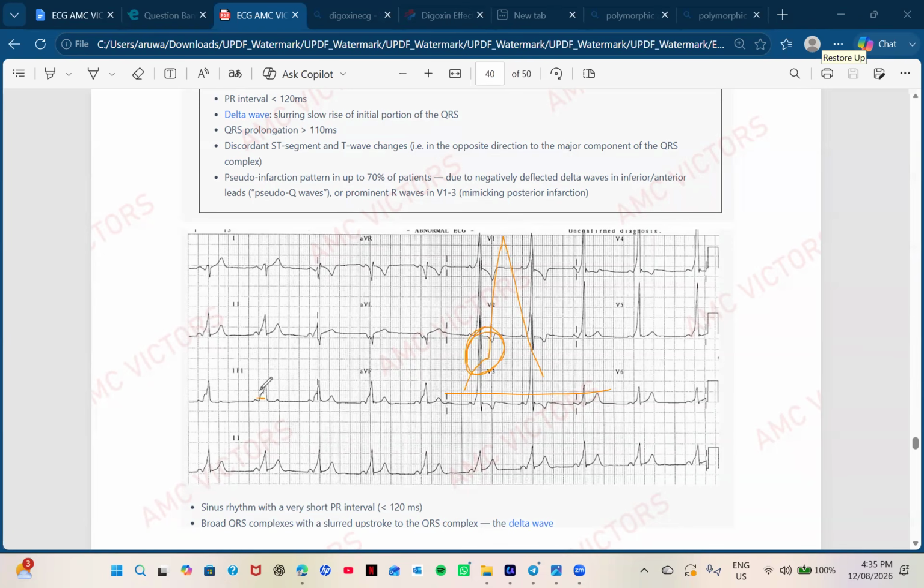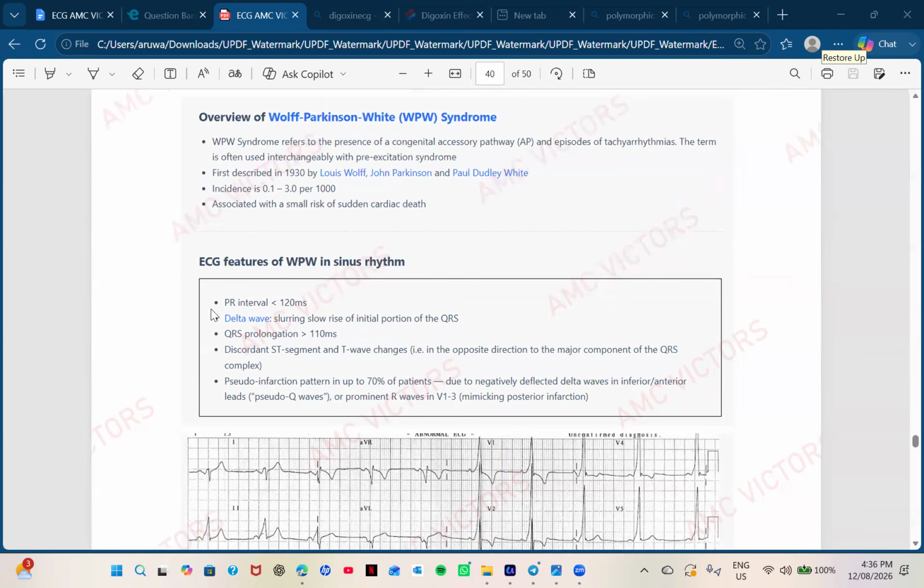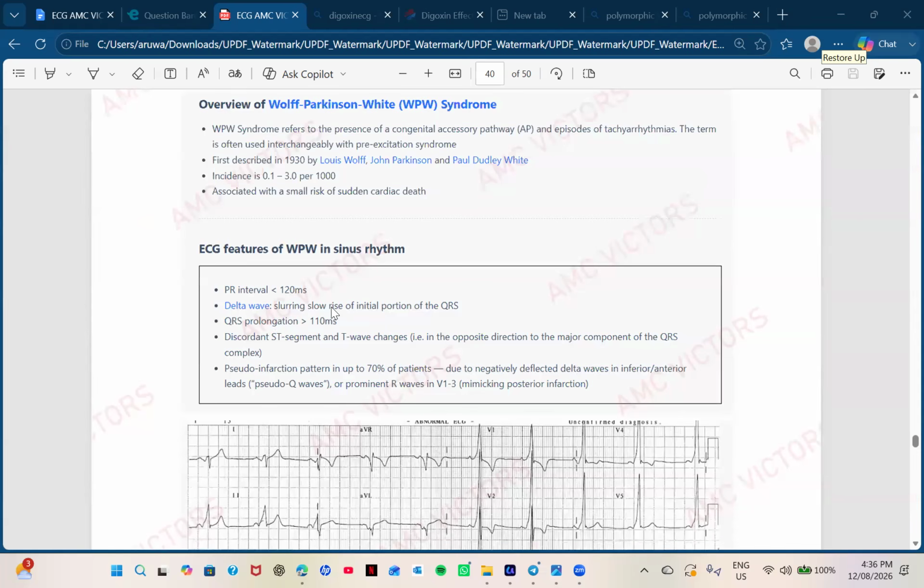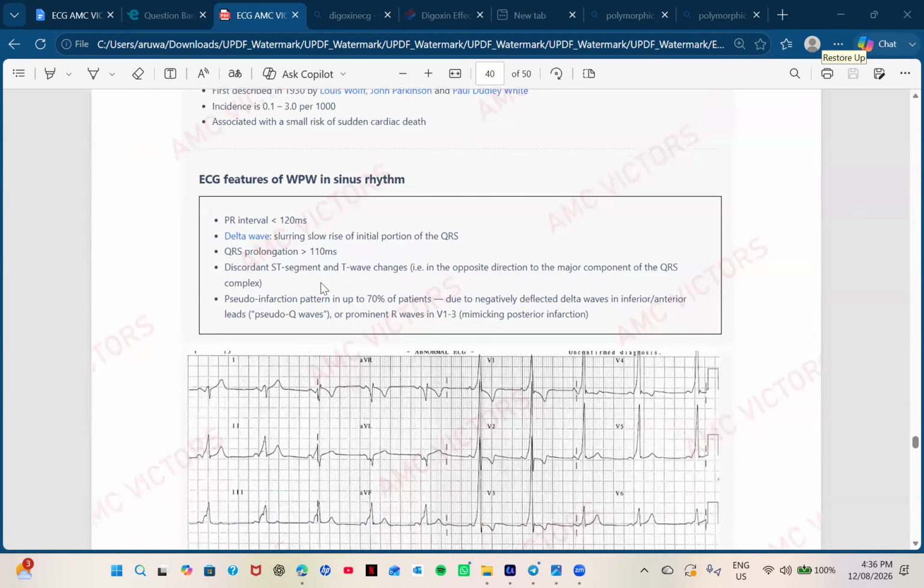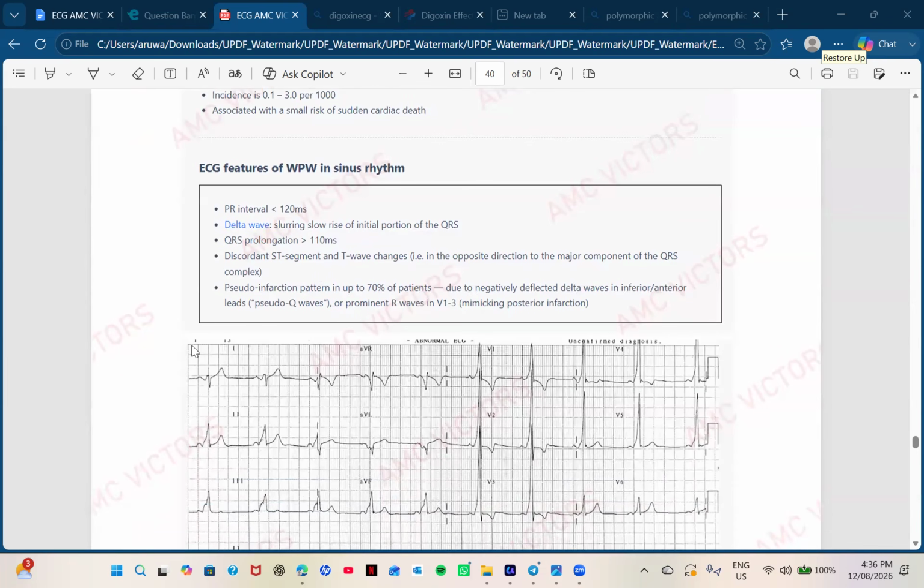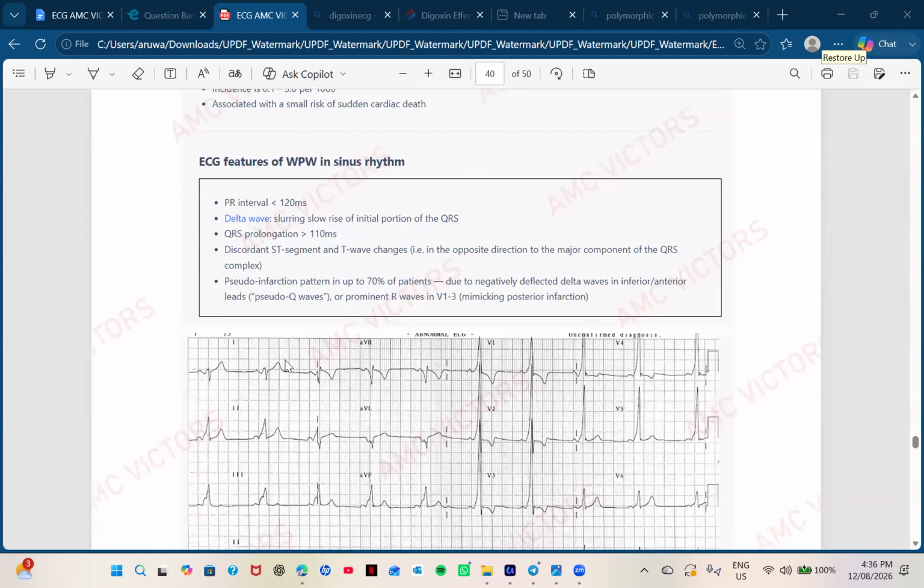Can you see the delta wave here? The delta wave here, here is a delta wave, right? This is the typical presentation of a delta wave. And here we have a delta wave, PR interval less than 120 milliseconds, and QRS prolonged, more than 110 milliseconds.